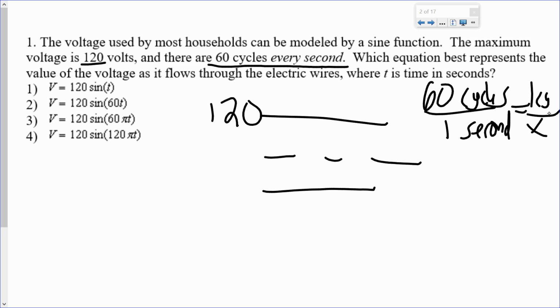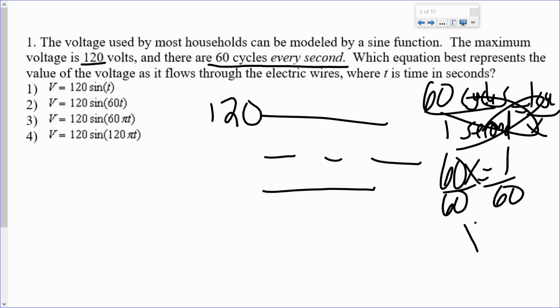So you can look at this as like a geometry thing where we're cross multiplying. If I do it that way, 60x equals 1. X equals 1/60th of a second. Or think of it using common sense. If it's 60 cycles in 1 second, then each cycle is 1/60th of a second. Either way, my period is 1/60.